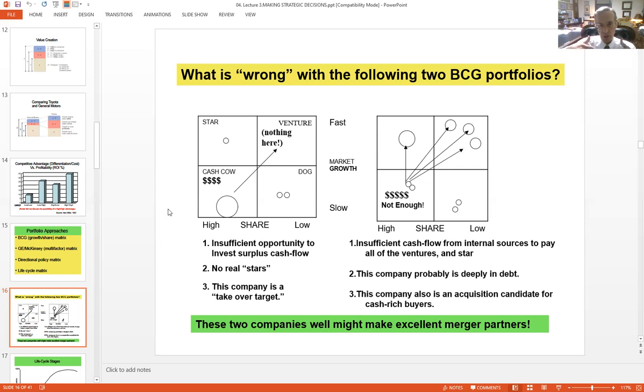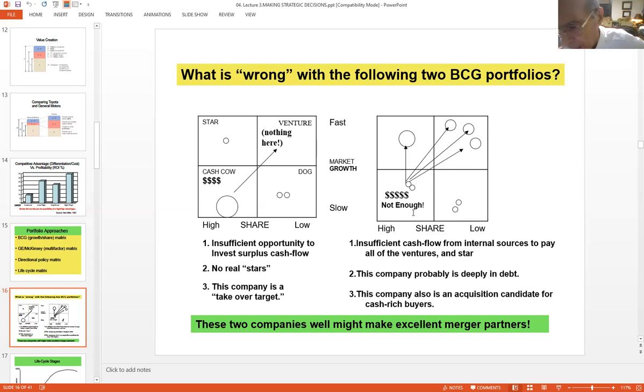It won't generate much free cash flow. As a matter of fact, it might be borrowing money from the bank as well. And we can see that the company here on the right has a couple little cash cows, but they're just not enough to feed these growing businesses up on the top. And like the other company, it's got a couple of dogs that shouldn't be there in the first place and will probably be divested.